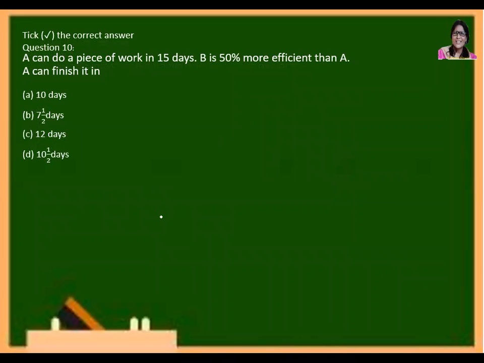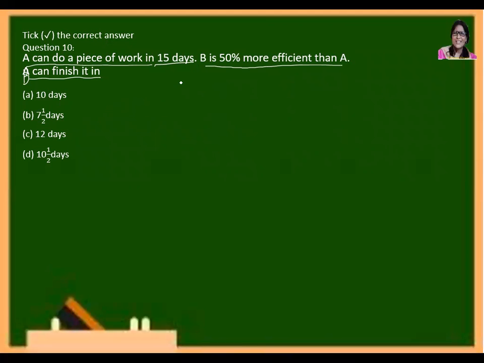Next, question number 10. A can do a piece of work in 15 days. B is 50% more efficient than A. Then B can finish it in how many days? It cannot be A because A is already there. B can finish it in how many days?